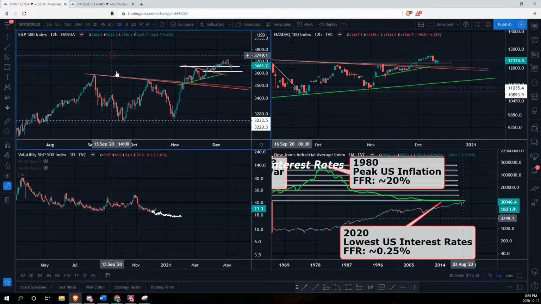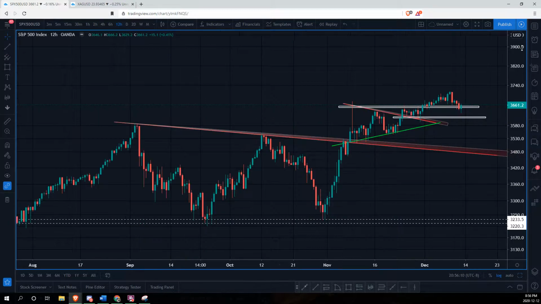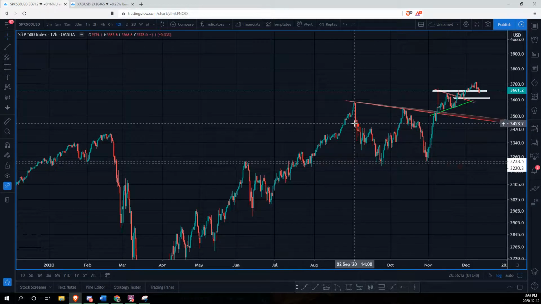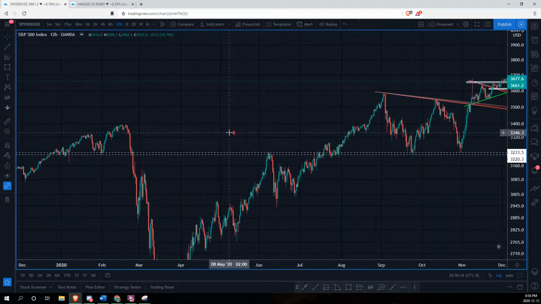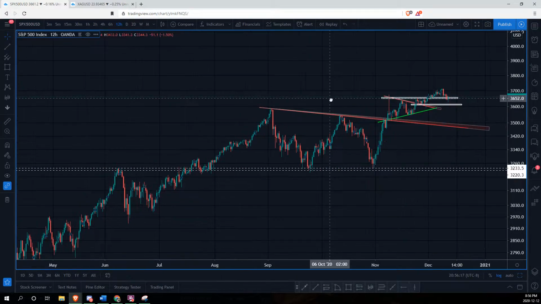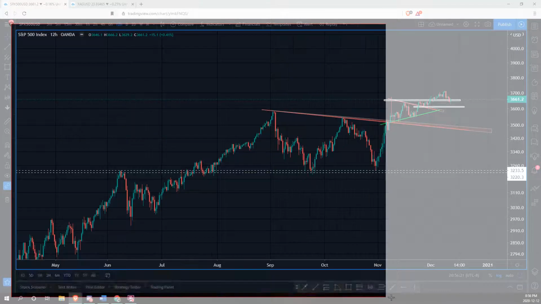Next index we're going to be looking at is the S&P 500 Classic. If we're looking at the 12-hour chart, we see a very strong impulsive push after breaking this major level, which was a previous level of support. Let's take a picture and discuss this a little bit here.